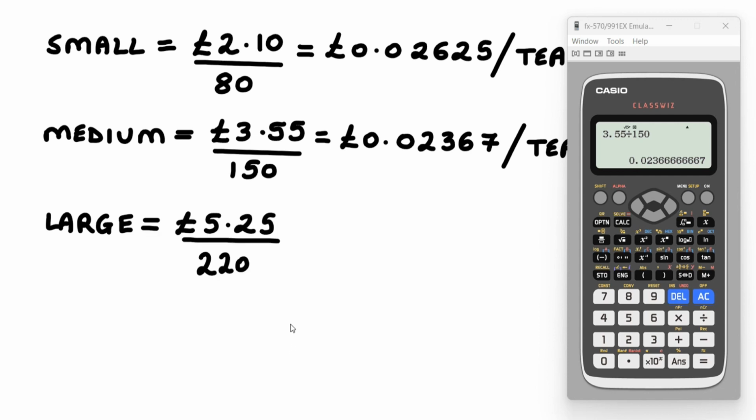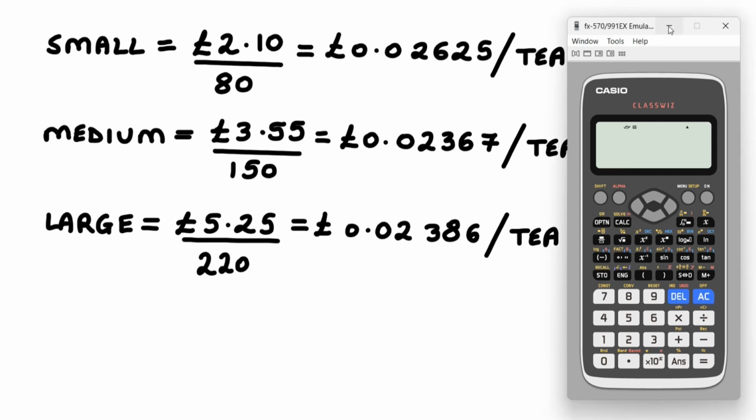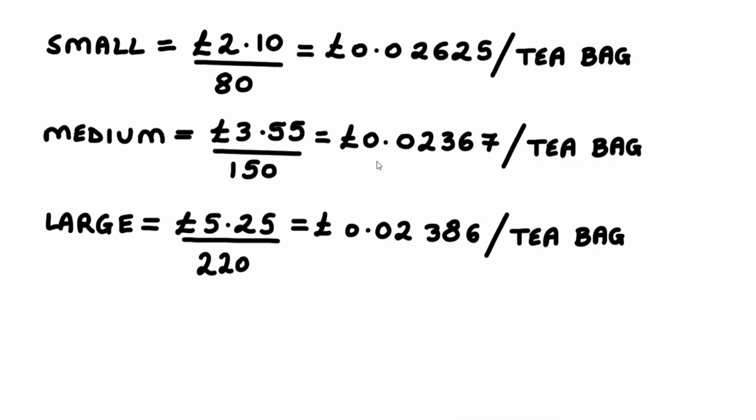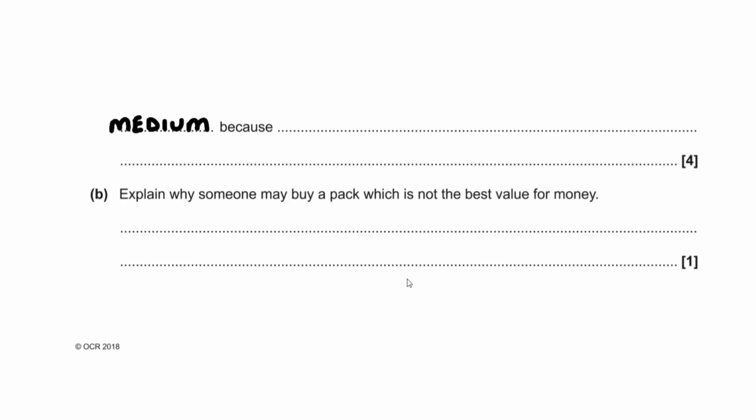And then we've got large, 525 divided by 220. Here we have 0.02386 pounds per tea bag. So which one is the best value for money? That's the one with the smallest amount, which is medium. So we have medium because it's the cheapest per tea bag.